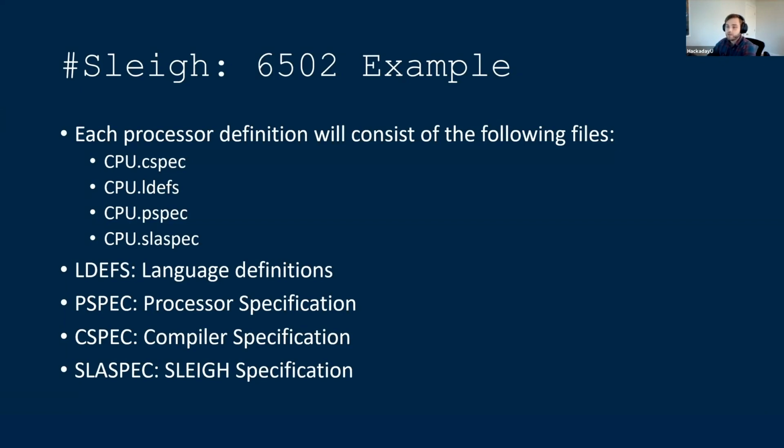When you look at this processor example, and any processor example in the Ghidra source code, you're going to have four files: the C-spec, the LDEFs, the P-spec, and the SLEIGH-spec. The C-spec is the compiler specification. That's what defines how various compilers will handle things like function prototypes and epilogues and prologues, like we talked about before. The language definitions define things like endianness. The processor specification defines the various features of the chip, so you're talking about memory maps and things like that. And finally, the SLEIGH specification lays out how instructions are decoded and how PCODE is actually going to be generated.